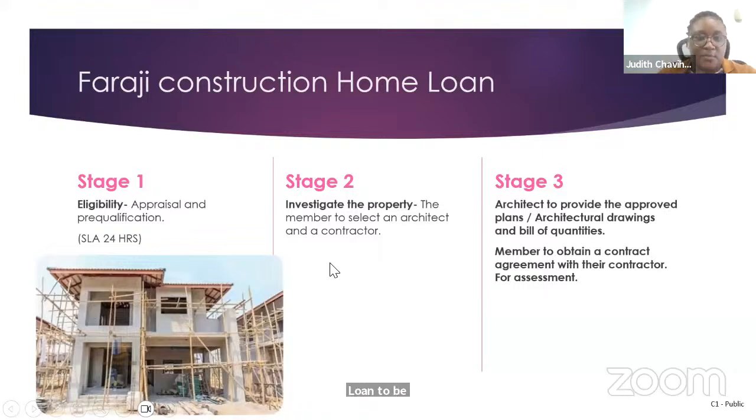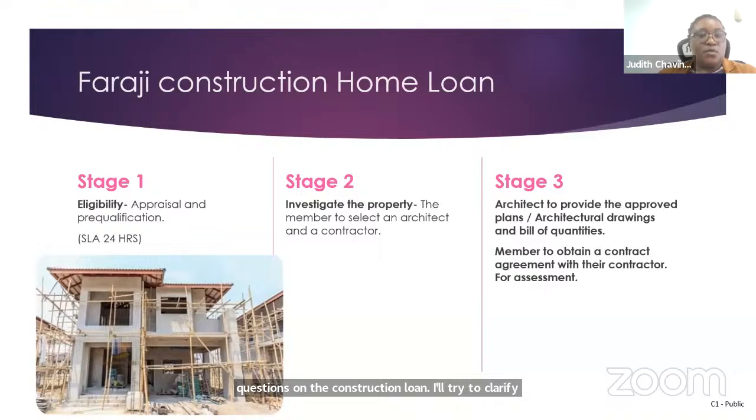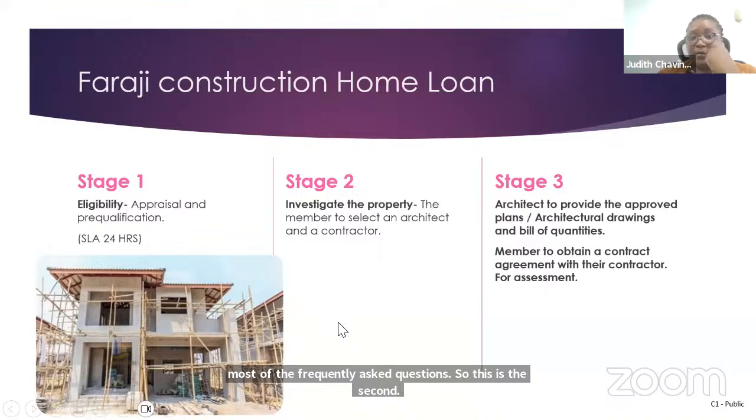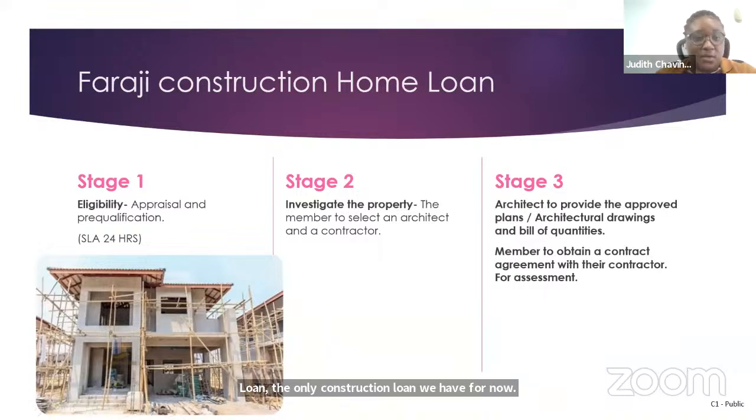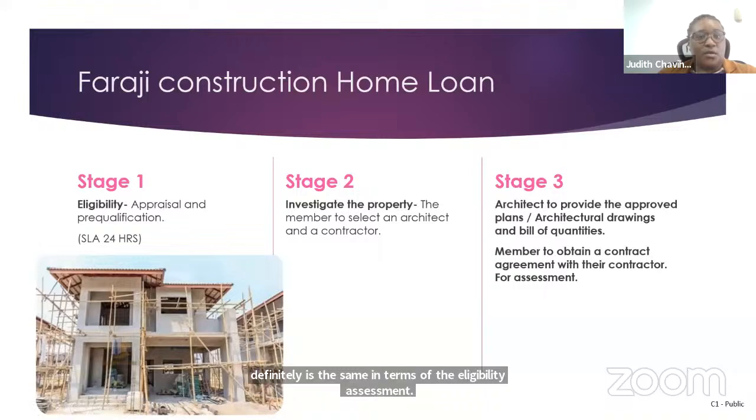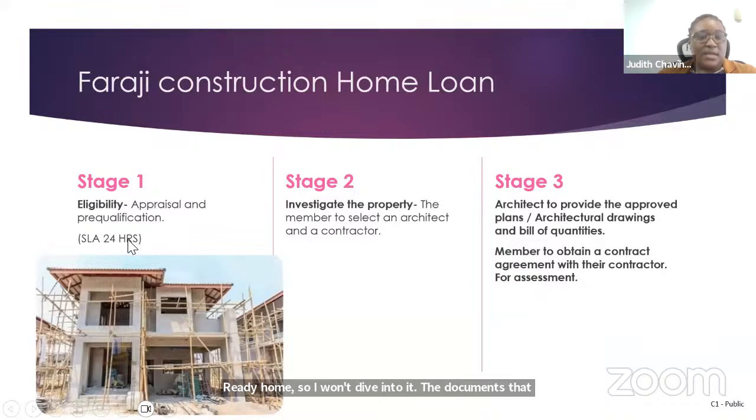We normally get quite a number of questions on the construction loan. I'll try to clarify most of the frequently asked questions. This is the second loan. The only construction loan we have for now is the construction loan for the KMRC loan. Eligibility is the same as the eligibility assessment for the Faraji ready home, so I won't dive into it. The documents required for eligibility analysis are as per the first slide that I shared, and we'll also share the slide so that you can be familiar with the requirements. Still the same, SLA within 24 hours.